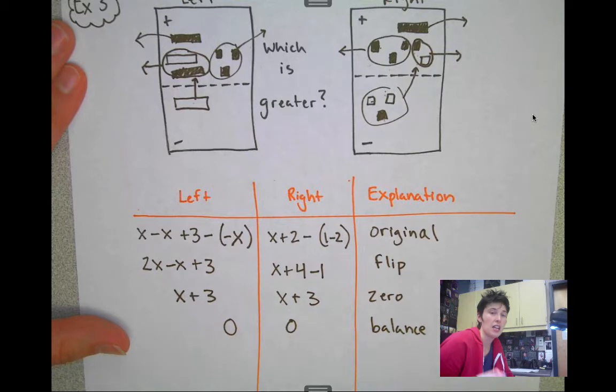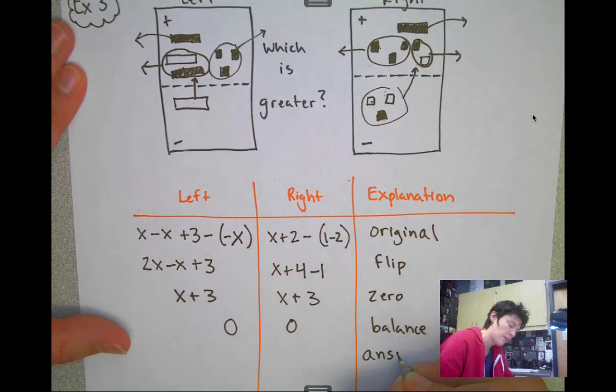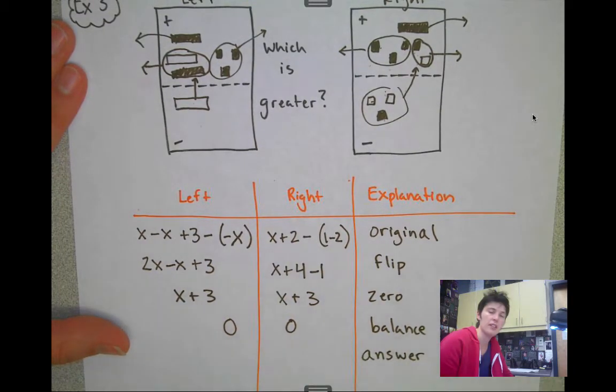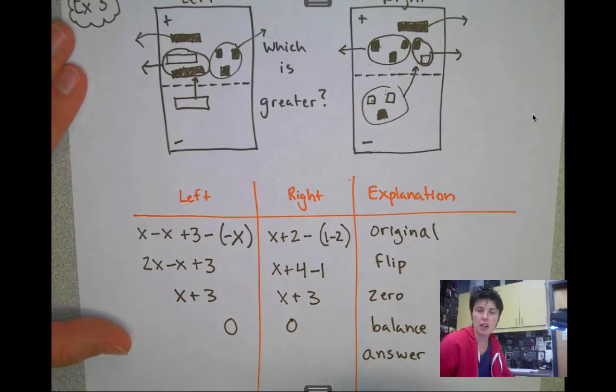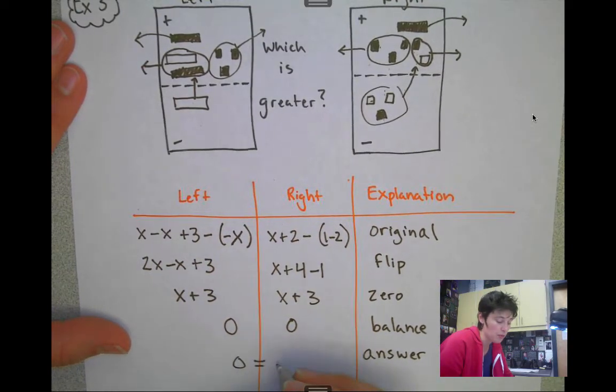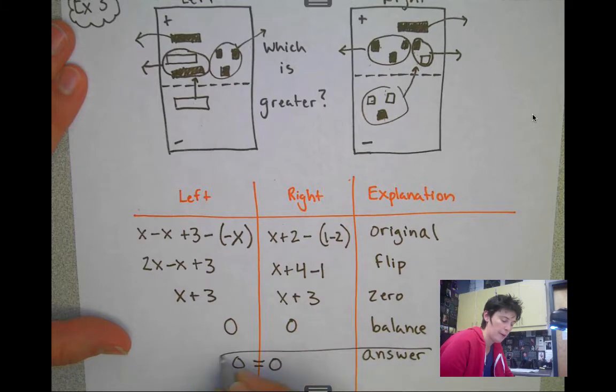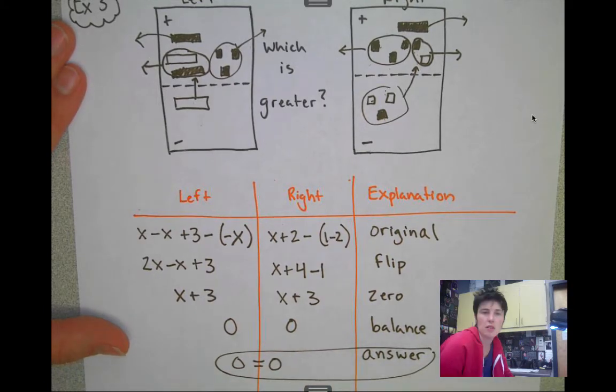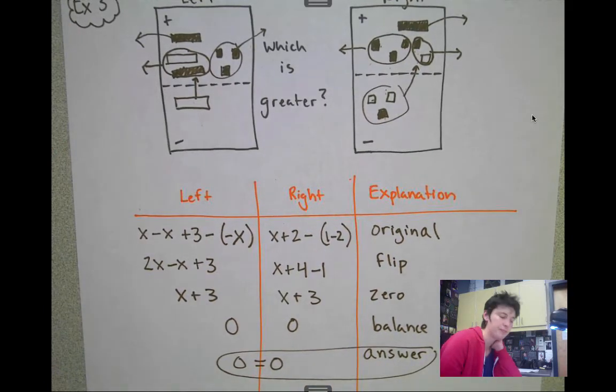So to answer our question, which is greater, the left or the right? This is one of those odd cases where you say, well, they're actually equal to each other. 0 equals 0. Neither one of them is greater. They're both equal to each other.